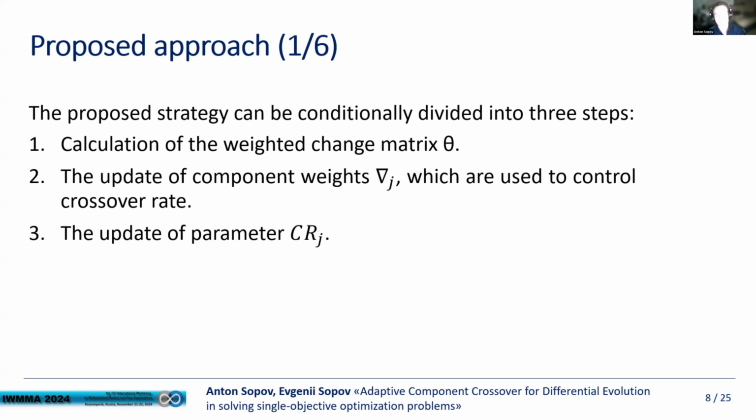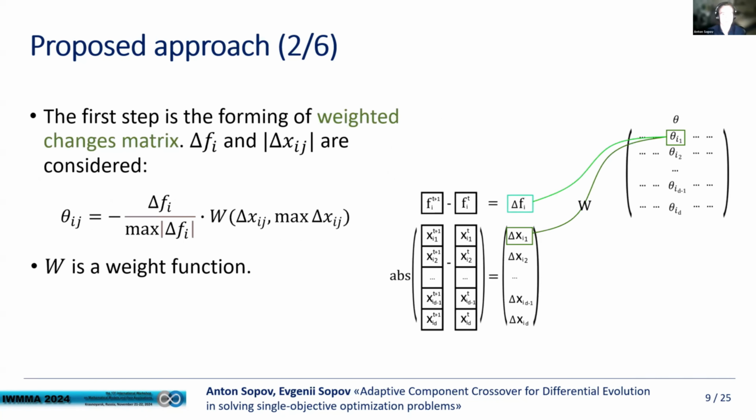In order to keep the success of the crossover high, we have proposed an adaptive component crossover strategy, which calculates the objective function and variable changes during the process and tunes the parameter for each variable. The proposed strategy can be divided into the following steps, which we will discuss now. The first step is to calculate how each variable changed and affected the whole individual.